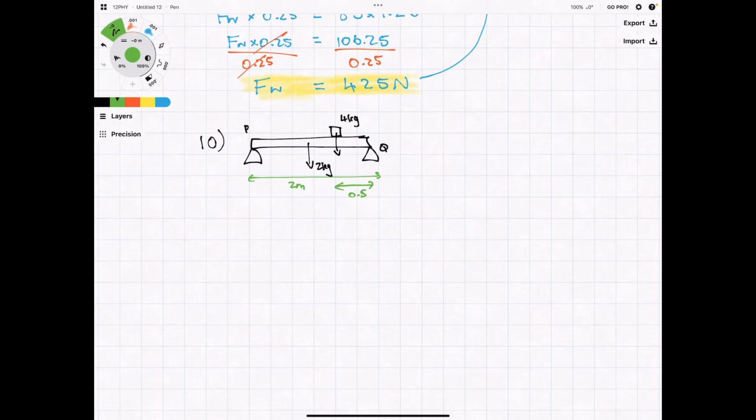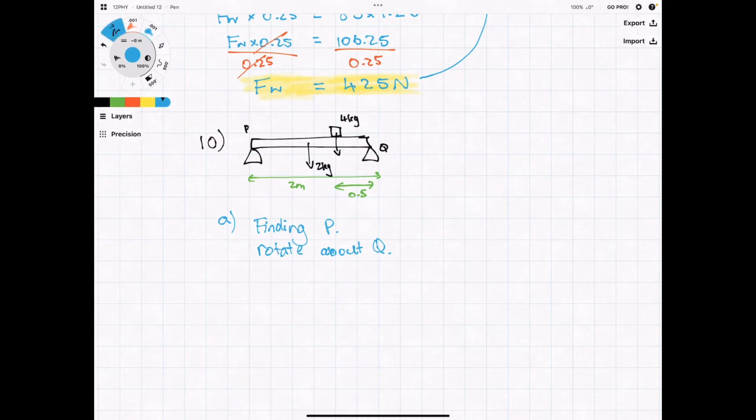All right, so the question is, how much does the force Q exceed force on P? So we need to find the two support forces. Okay, we'll do P first. To find P, we want to rotate about Q. Okay, we want to do all of our distances relative to Q. All right, so let's find P.